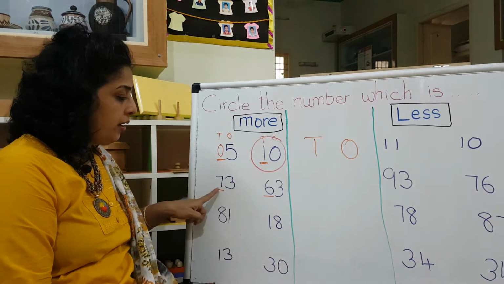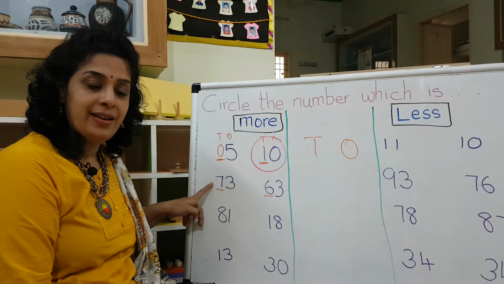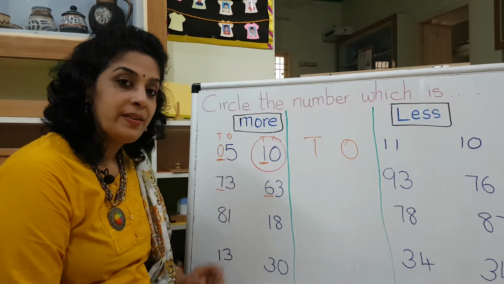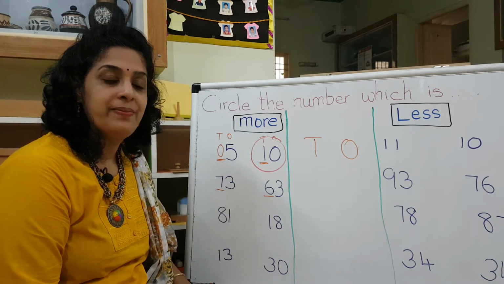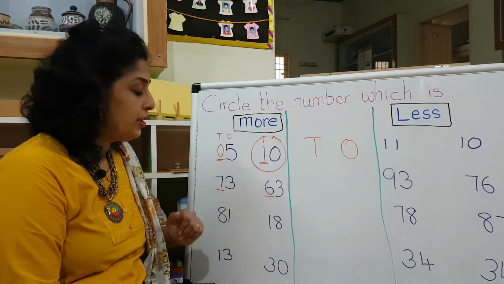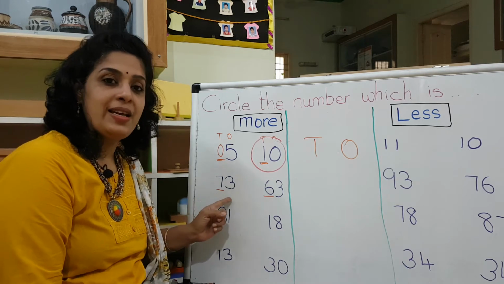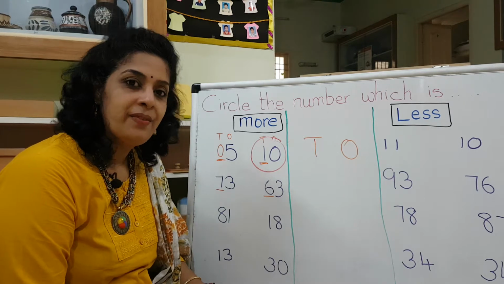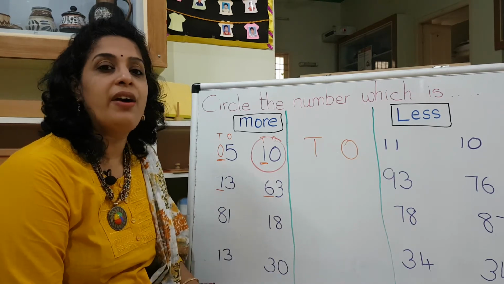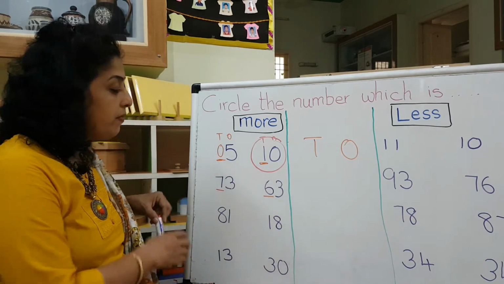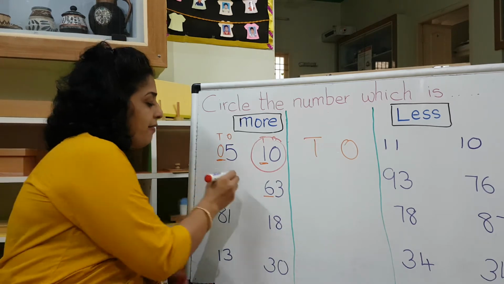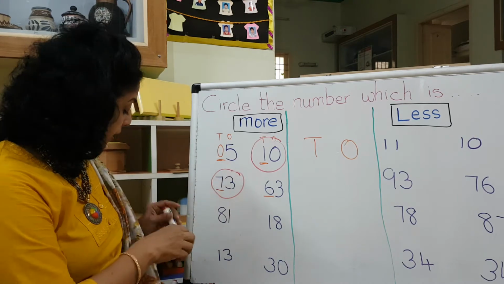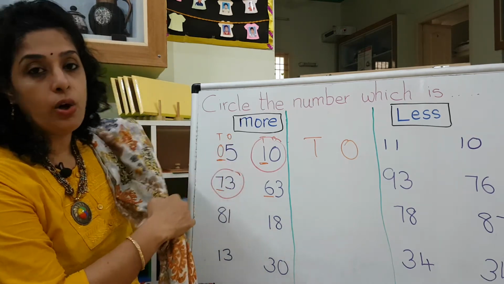Can you imagine what is this number? 7 tens, right? And this is 6 tens. Which is bigger? 7 tens or 6 tens? 7 tens. So 73 is bigger than 63. Correct? Very easily with the tens card itself we can find out which is the bigger one. So we will circle 73. Got it?